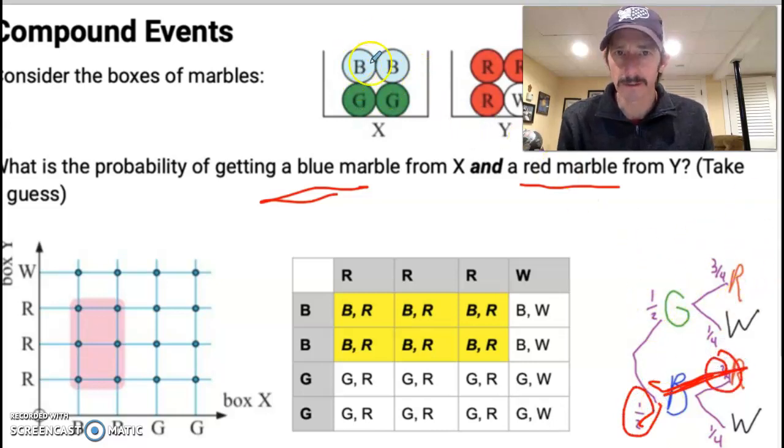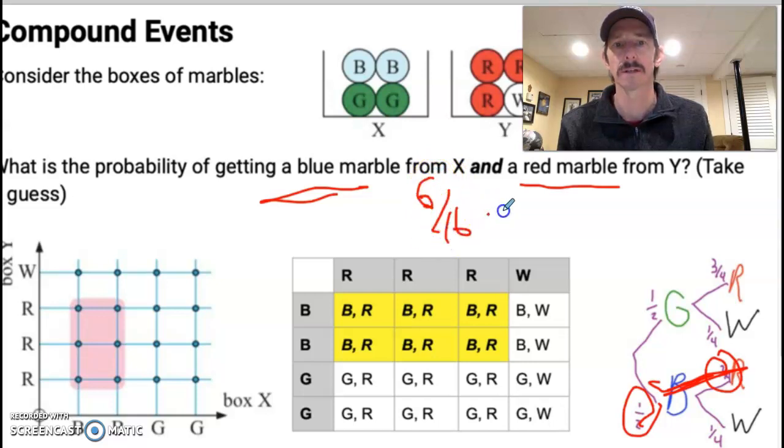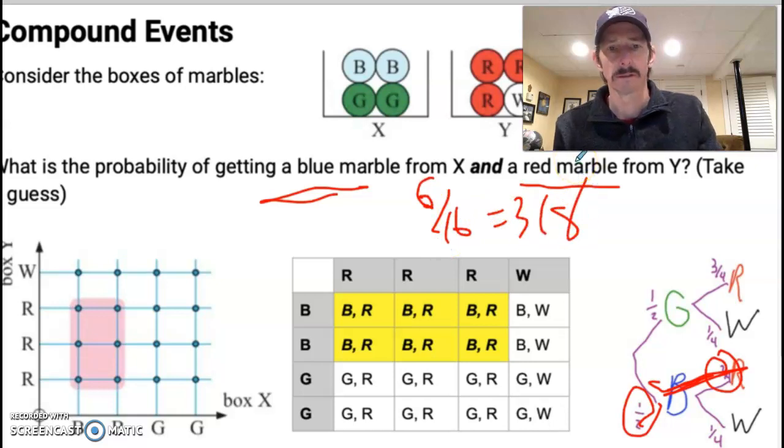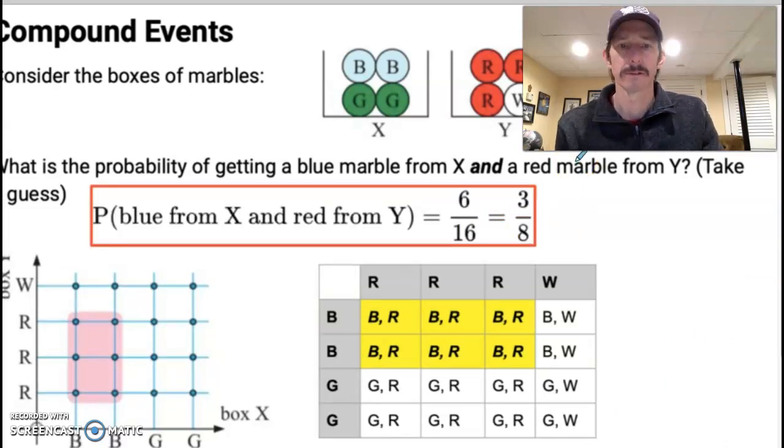Basically, I looked up here, green. To get a green, there's a 2 out of 4 chance, and I just reduced it. Blue, just grabbing a blue would be 2 out of 4, and I reduced it. And the same here, red would be 3 out of 4. And getting a white would be 1 out of 4. So I listed the probabilities of each event as it went along the tree branch. So basically the probability of getting a blue and a red is 6 out of 16, which reduces to 3/8. And there's our answer so that you can believe me, it's true. And again, we're going to come back to this word "and" because it makes a difference in this calculation.